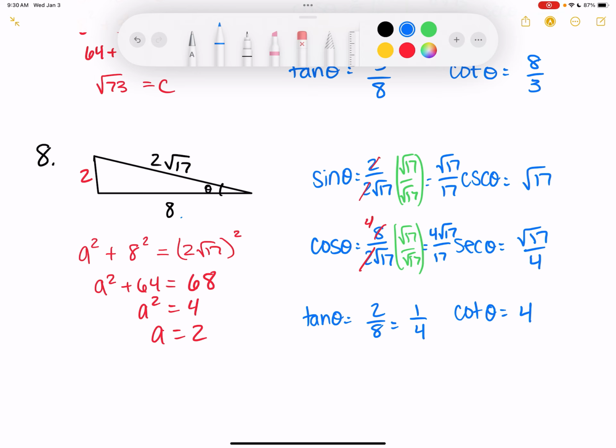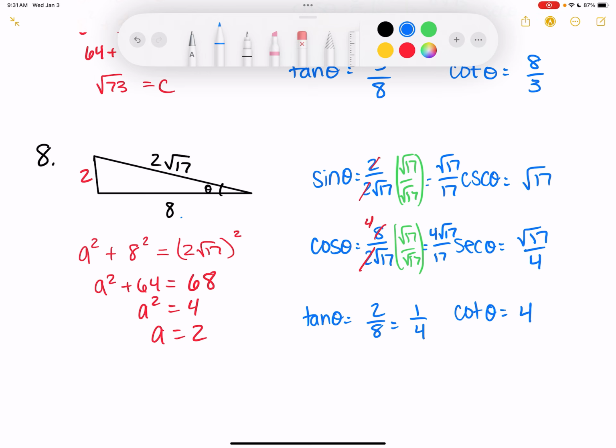Now, as you get more comfortable, if you don't want to write this multiplying by the square root of 17 over the square root of 17, you don't have to write that. Just know that if you go straight to here, and your answer's wrong, you're going to get more points off because I have no idea where you went wrong. So I would recommend at a minimum you write the 2 over the 2 root 17, and then if you want to go straight to root 17 over 17, that's fine, and just skip what I've written in green. That would be my personal recommendation.